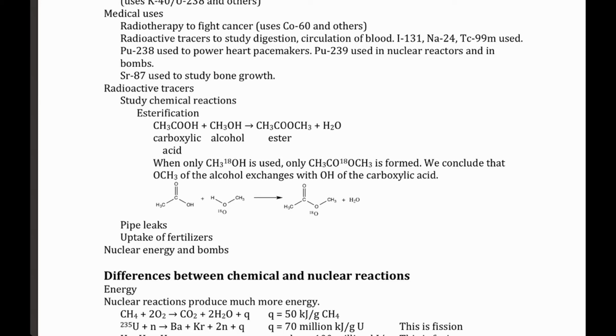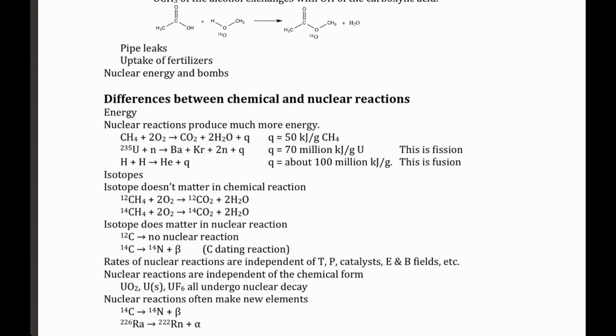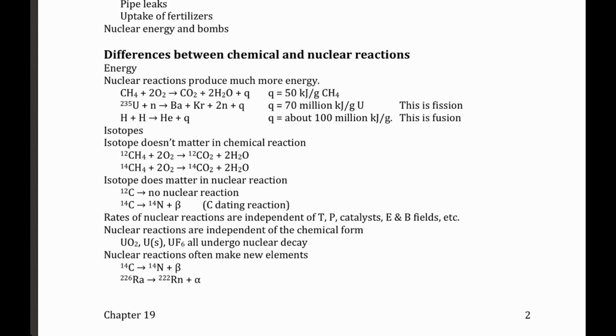Of course, we know that nuclear energy exists that uses these nuclear processes, nuclear chemistry. Bombs exist, nuclear bombs. Some differences between chemical and nuclear reactions. A biggie is the energy difference. Nuclear reactions produce much more energy. Take, for example, burning of methane to give CO2 and water, and of course heat because it's an exothermic reaction. The heat per gram of methane is about 50 kilojoules.